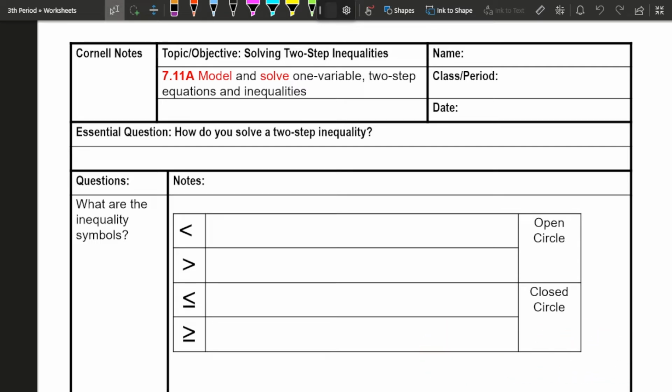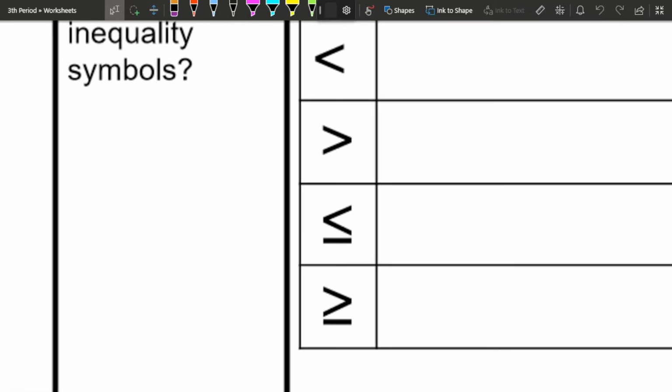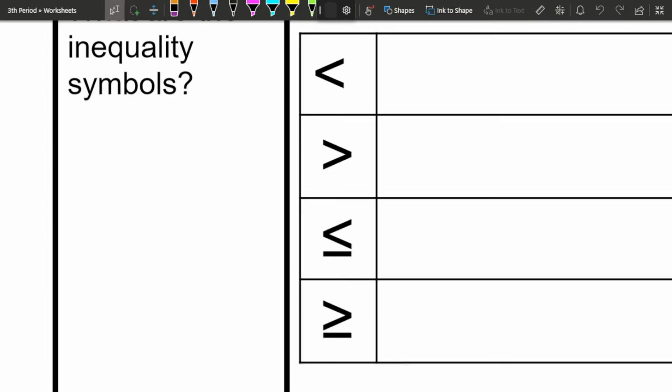So, this is prior knowledge that you should know, these signs right here. What do you call these signs? What is a funny way that you heard about these signs? Alligators. What else? Crocodiles. What else? Pac-Man. Okay. Why Pac-Man? Okay, so it's the small ones, right?